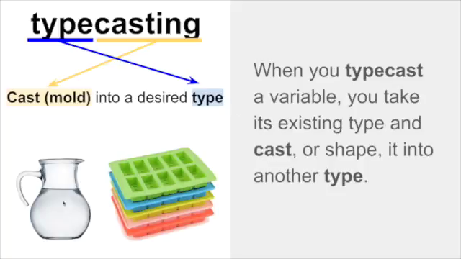So in this example, we have some water and we're trying to cast it into the shape of a Lego brick. It's going to take it from its liquid form, and if we put it in this mold and then freeze it, it's going to be cast into something different. So in terms of the Java programming language, when you typecast a variable, you take its existing type and you cast or shape it into another type.